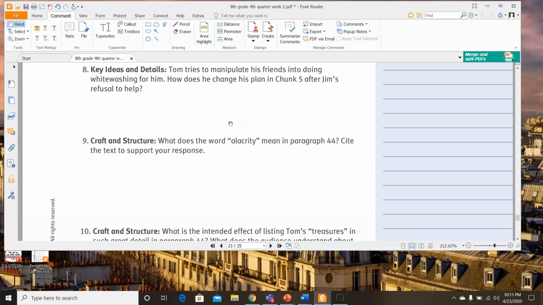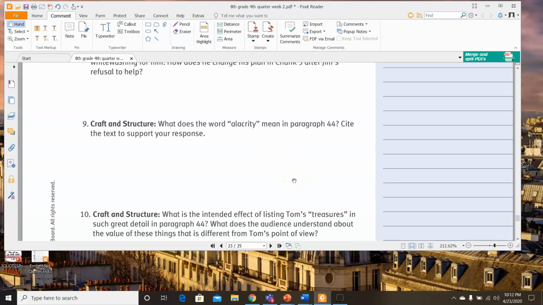And then number 8 says, Tom tries to manipulate his friends into doing whitewashing for him. How does he change his plan in chunk 5 after Jim refuses to help? So what does he do to manipulate his friends, and then how does his plan change in chunk 5? You're going to have to go to chunk 5 and examine it and figure out what's different from what happened before that with the manipulation.